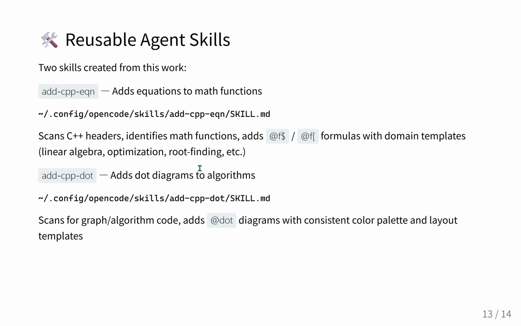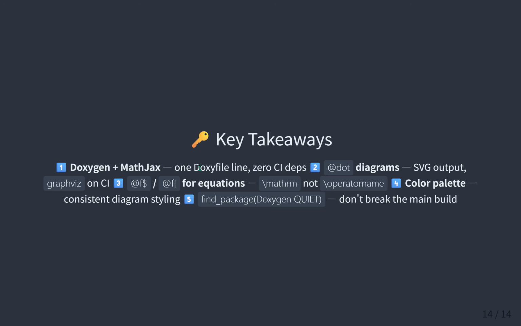Okay, as we wrap up this deep dive, let's quickly distill the core takeaways for you listening. We've seen the elegance of Doxygen plus MathJax for zero dependency rendering. And the power of SVG at-dot diagrams to map out complex flow. We highlighted the crucial mathrm fix over the operatorname trap. We discussed the brilliance of a standardized subconscious color palette. And of course, the safe CI integration using that quiet failsafe. Ultimately, whether you are managing a giant open source library or just trying to make your own personal scripts readable for next week, how you visually present your logic is just as important as the logic itself.